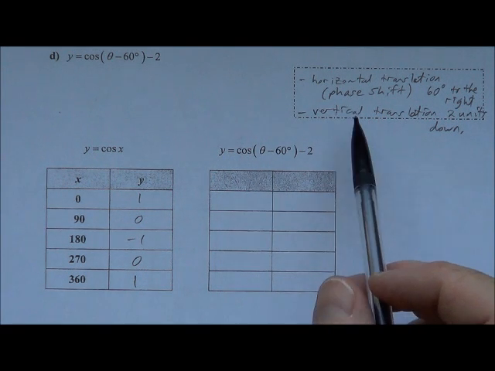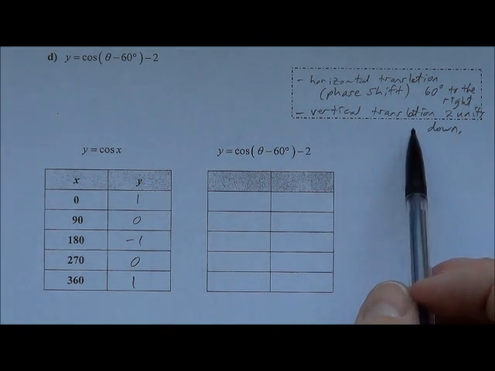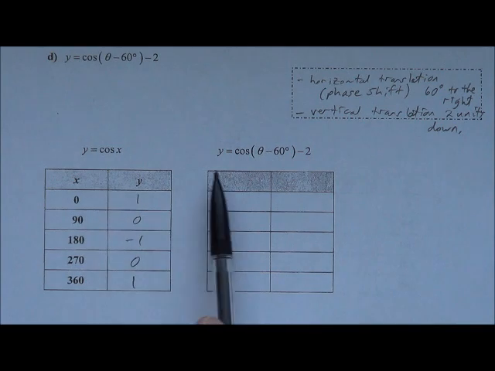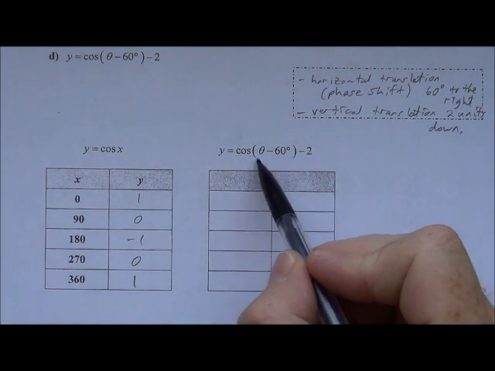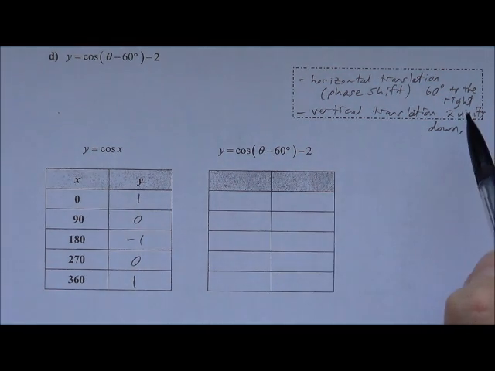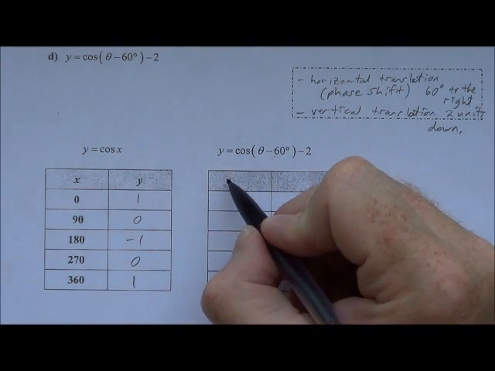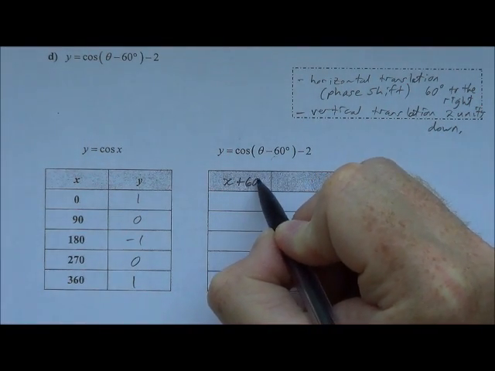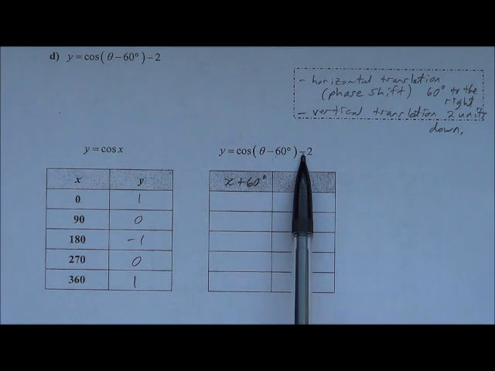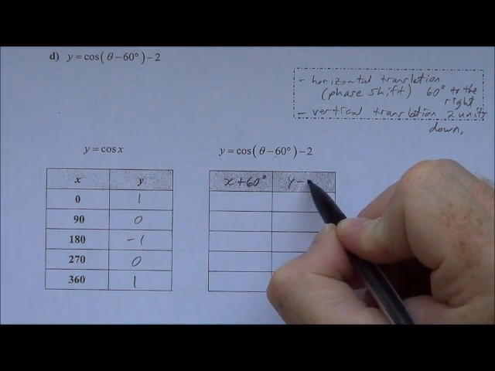So now we have to use these transformations to then write the transformation statements here. So we see we've got a 60 degree phase shift to the right, so it'll just be x plus 60, and then there's a vertical translation down 2, so it'll be y minus 2.